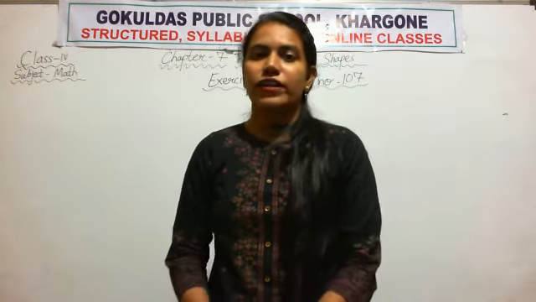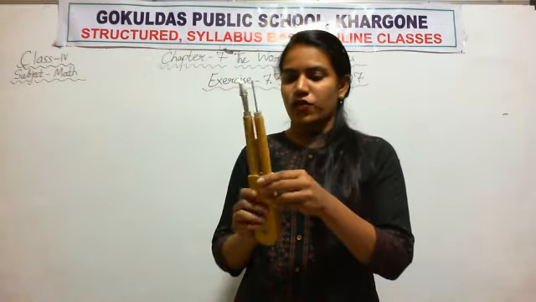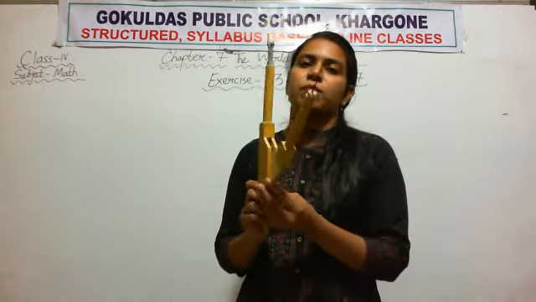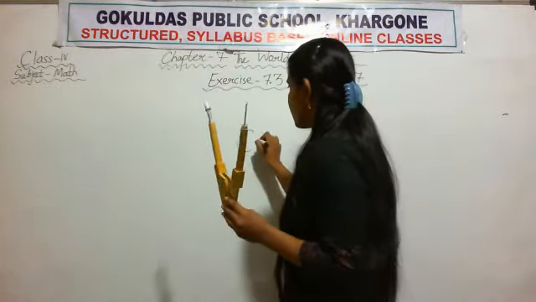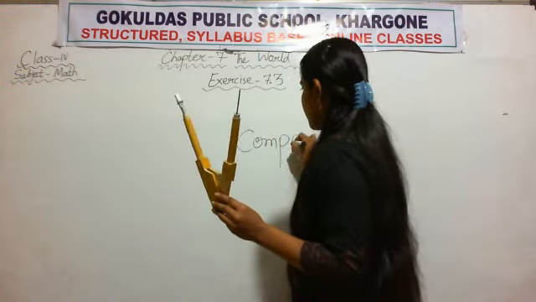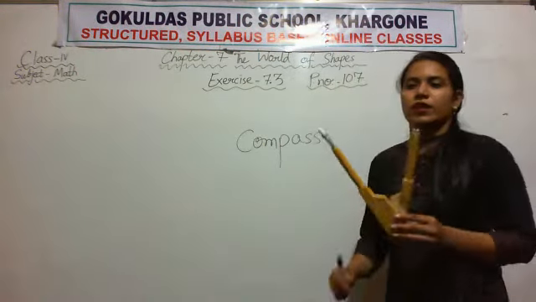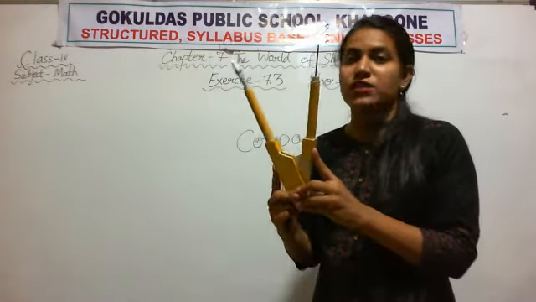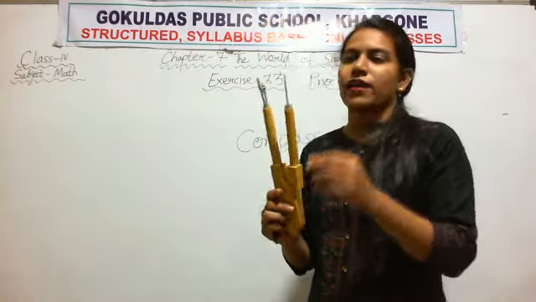Here you will need a divider. Sorry, the name of this tool is compass. What is the name of it? Compass. You have it in your geometry box. You have this tool.